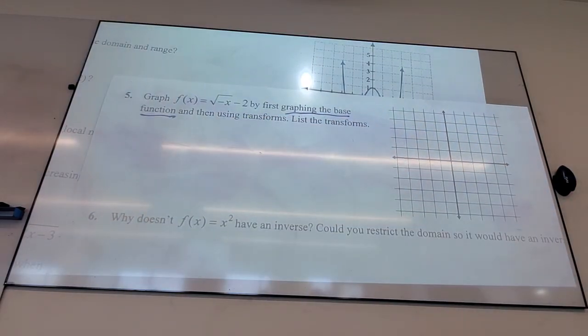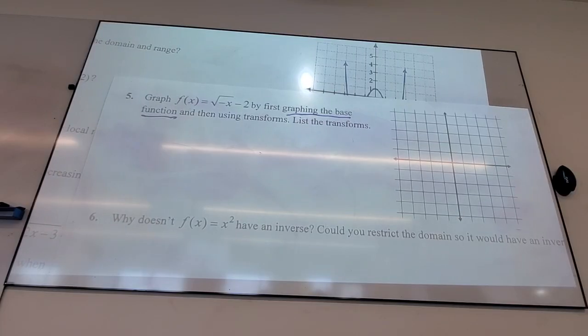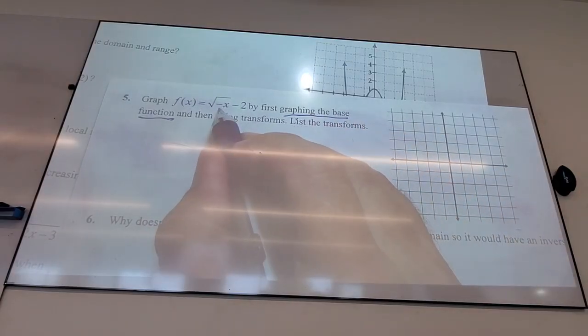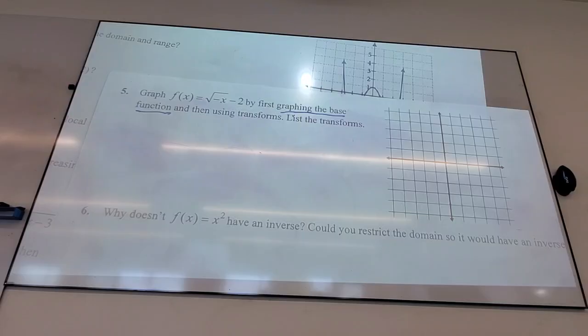It means whatever the function is without any of the numbers in it. You graph as if there was no transformation. So it's just the square root of x. You with me?